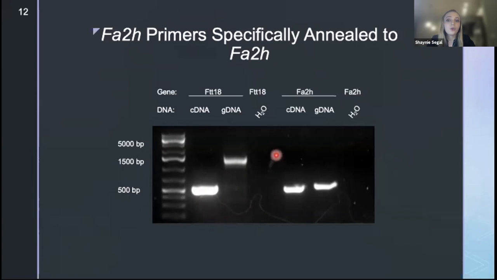And then the negative control rows right here had no DNA template and also showed no contamination, indicated by the fact that there were no bands in those rows. And so as this data matched what I was expecting to observe with the lengths and no contamination, I can conclude that my primers annealed specifically to Fa2H and then can also be used in further experiments.